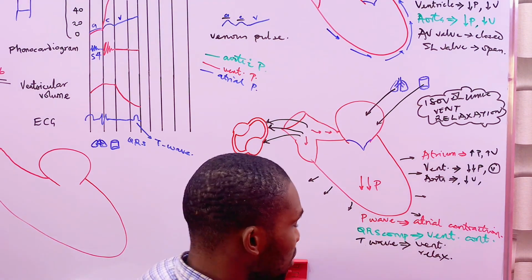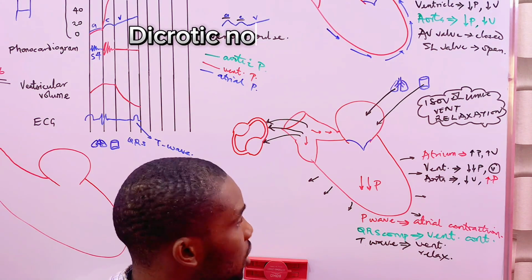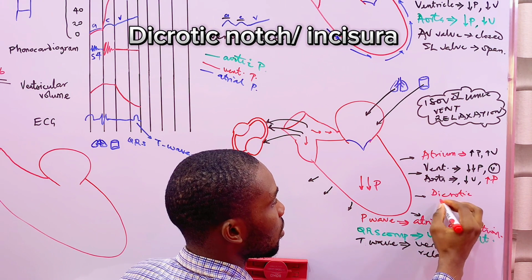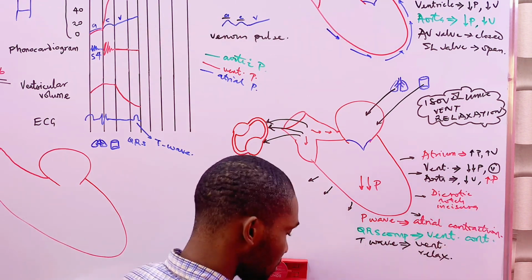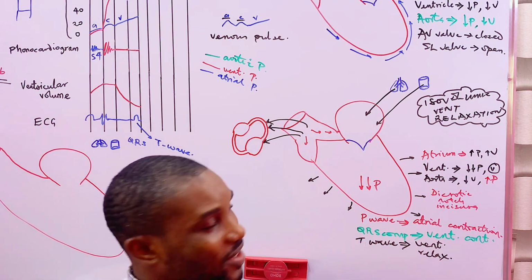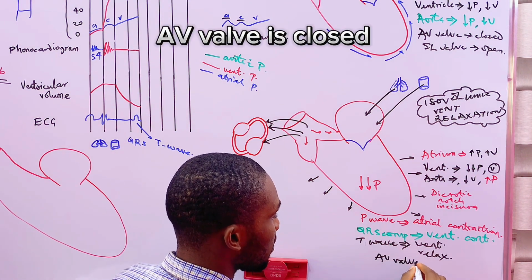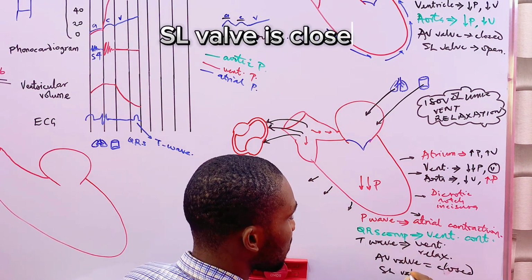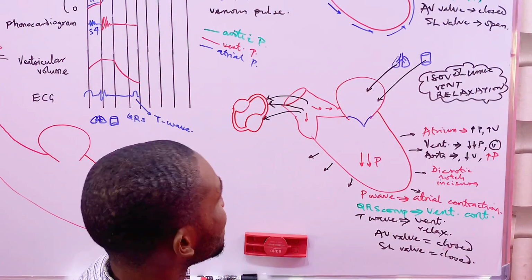This pressure is given a name in the graph called what? Dicrotic notch. So the pressure is called dicrotic notch on the graph, or incisura. Now, what's happening to the AV and semilunar valve? Come on, they're closed, right? So we have our AV valve closed, and the semilunar valve is also closed.